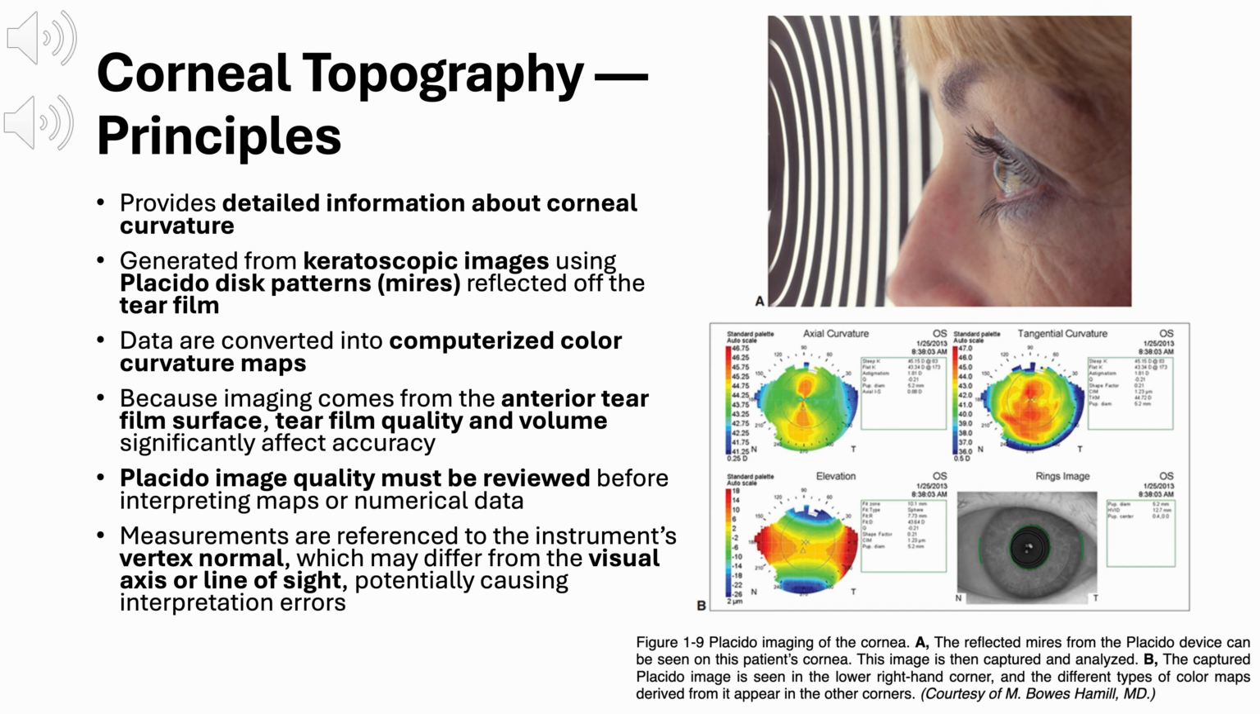The system analyzes how those rings are distorted to infer corneal shape. That reflected information is then converted into computerized color curvature maps, which give us a visual representation of how steep or flat different areas of the cornea are.